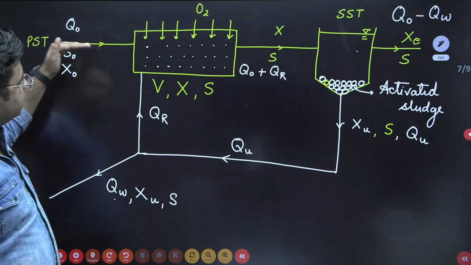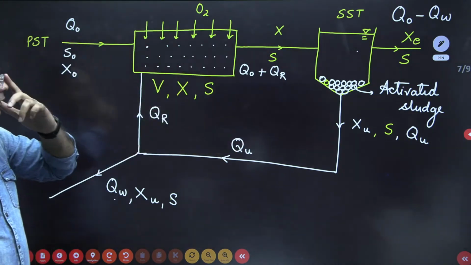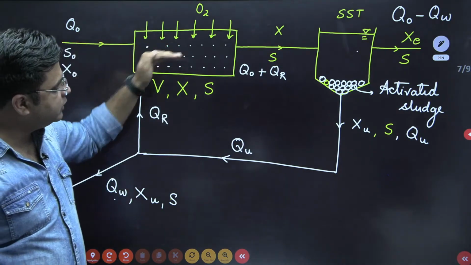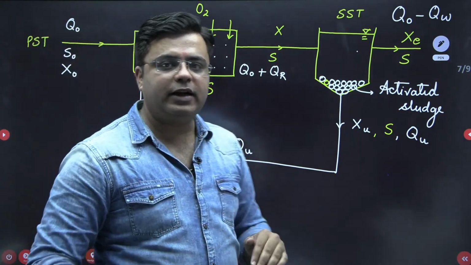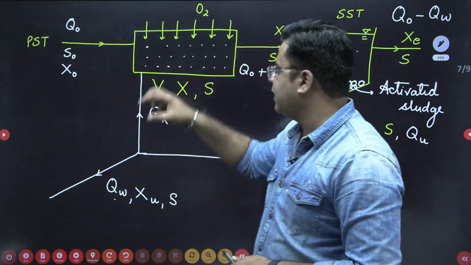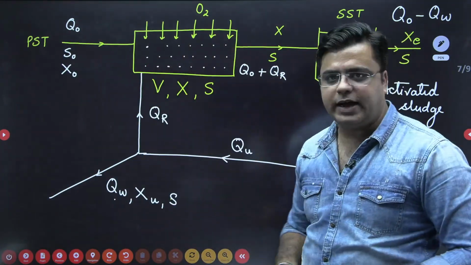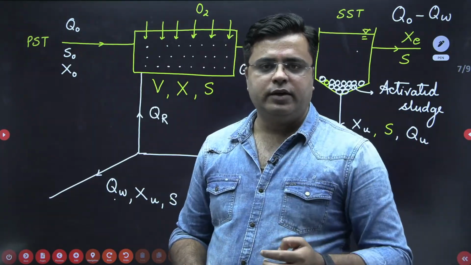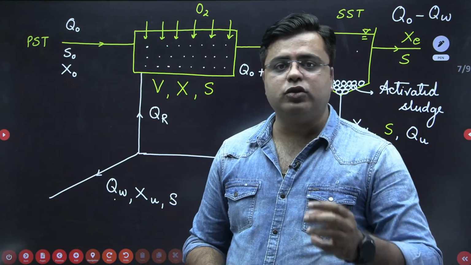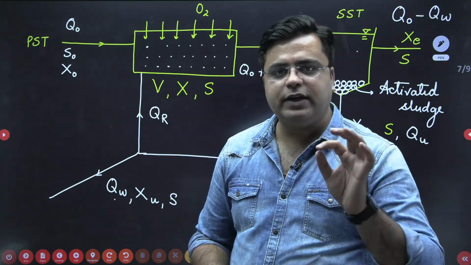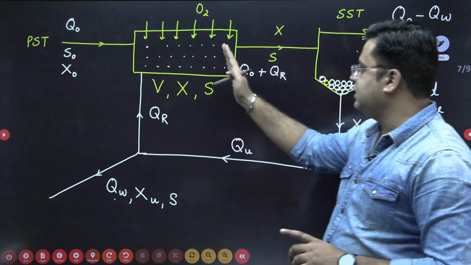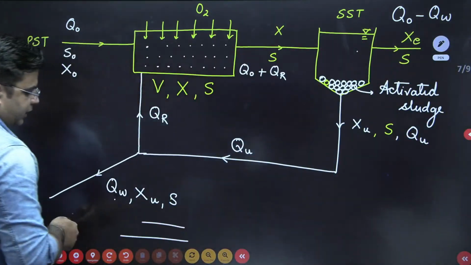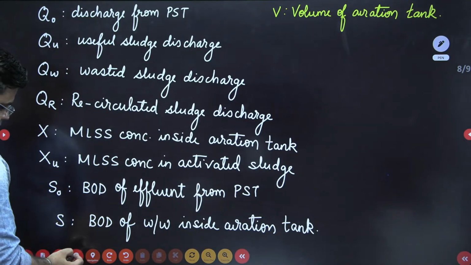When you look into this entire flow diagram for the activated sludge process, you will observe that when the wastewater is entering into this aeration tank, there are different types of flow pattern that are maintained inside it. Flow pattern is nothing but how the wastewater is flowing inside the aeration tank. So there are different flow patterns of wastewater inside this aeration tank. So the next topic of discussion is flow patterns inside the aeration tank.